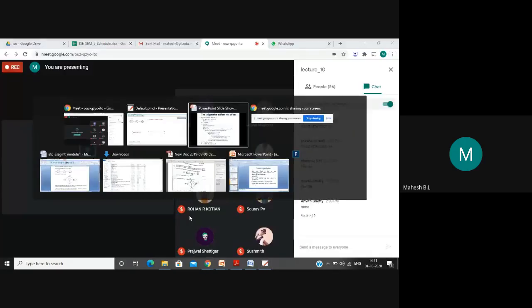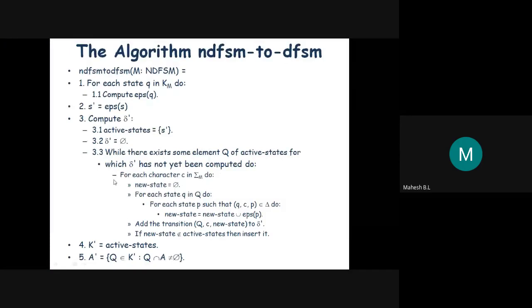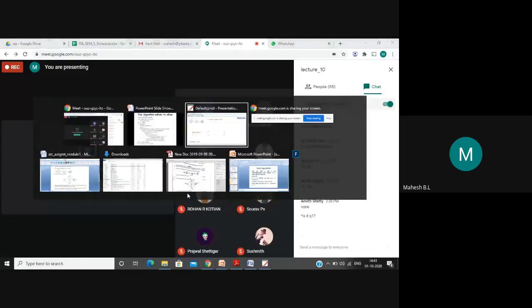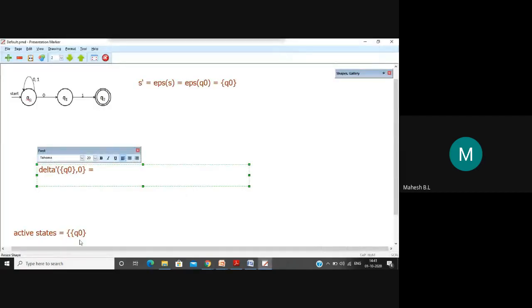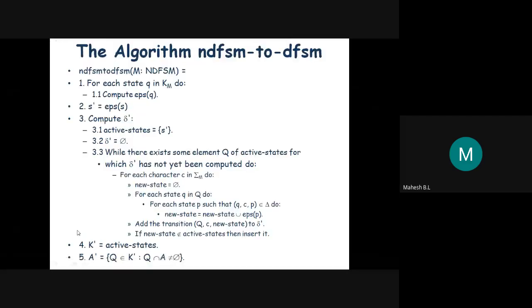So how we are going to compute? Let's see the algorithm. So for each symbol C in the alphabet, you need to do the computation. So initially, we assume new state is empty for each state Q in capital Q. So right now, this capital Q is representing this state. Right now, we have only one state Q naught. If there are multiple elements in the state, you need to repeat this step. Right now, there is only one element. That's why this is not going to play a major role here.